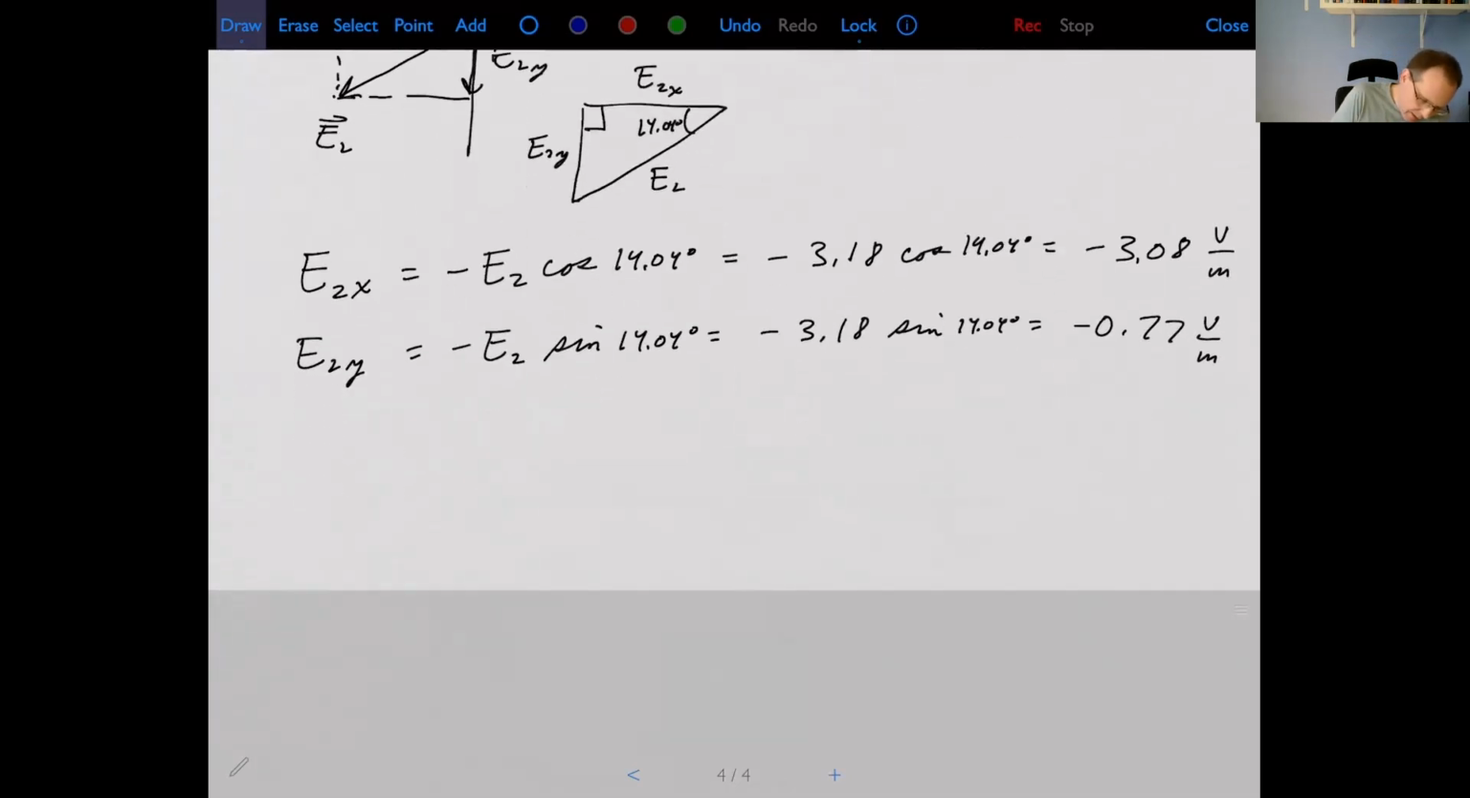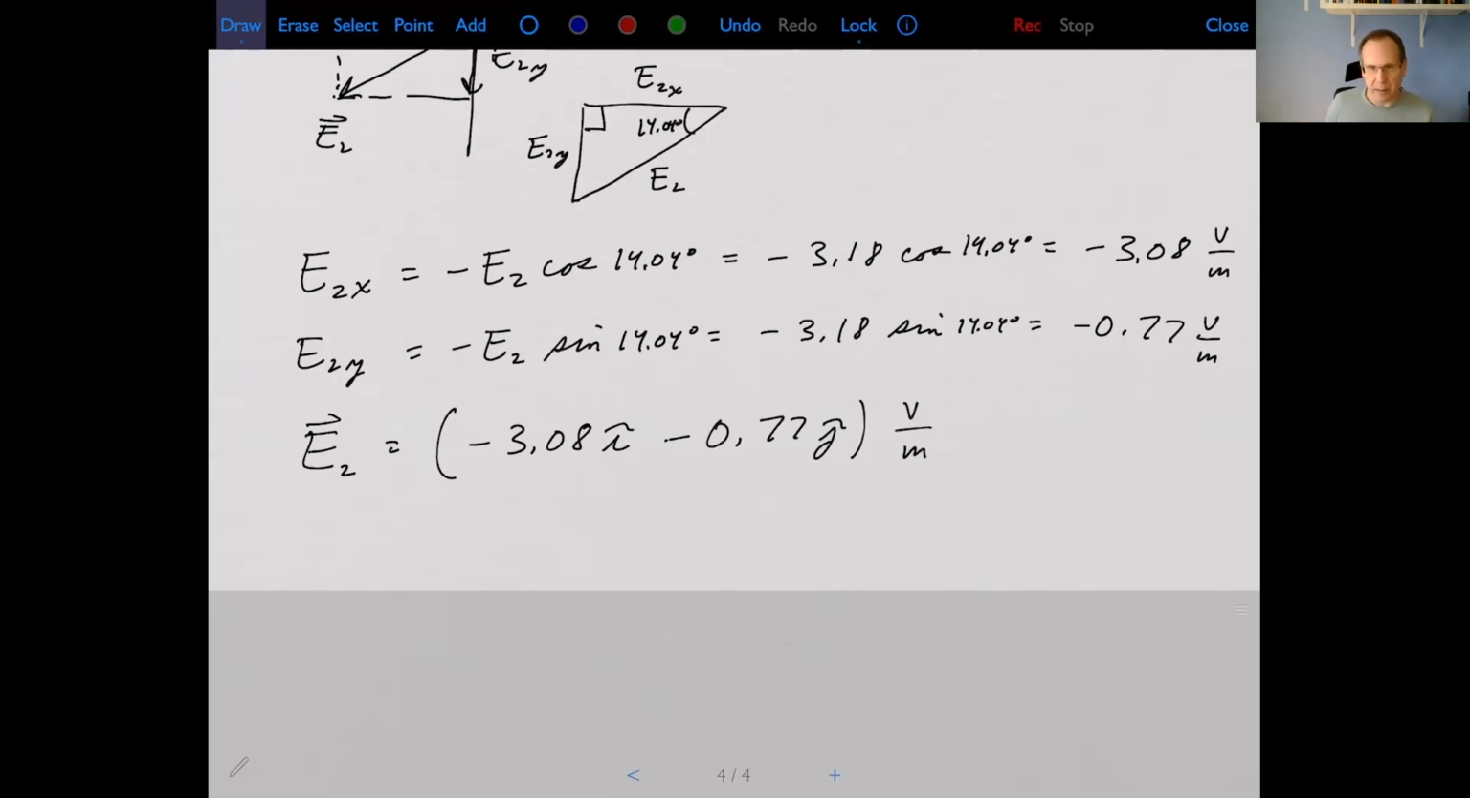Okay, so basically I have E2, right? If I write E2 in component form in terms of i hat and j hat, then the vector E2 is going to be negative 3.08 i hat minus 0.77 j hat, right? Volts per meter. Which makes sense. It's in the third quadrant, right? Both components should be negative.